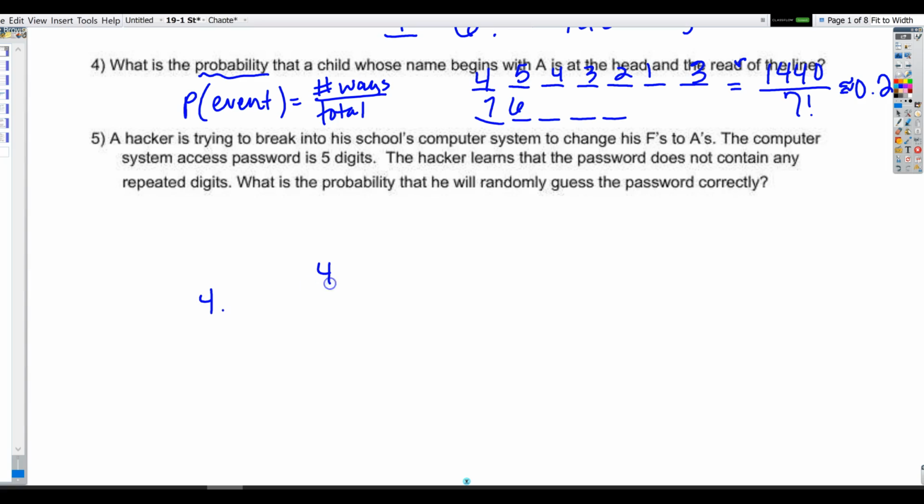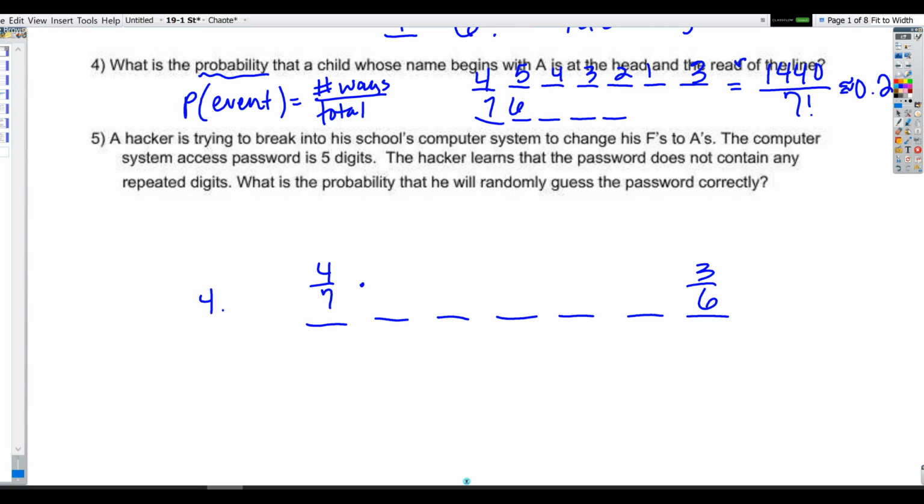4 out of 7. So this would be filling the first spot. Then what about the 7th spot? 3 out of 7. I'm using a female here as well, but I've already used one there, so don't I only have 3 out of 6 left? Okay.